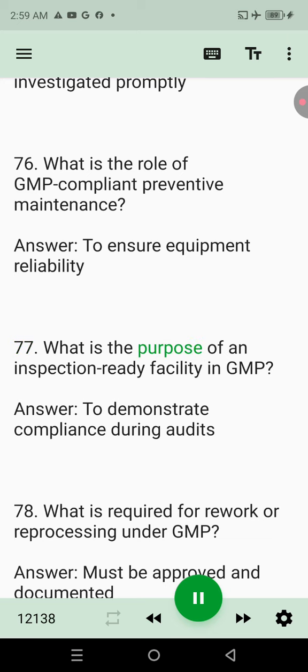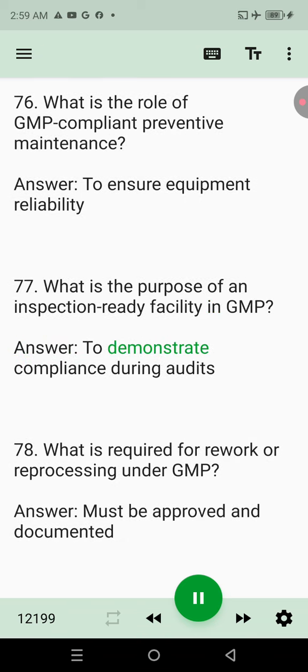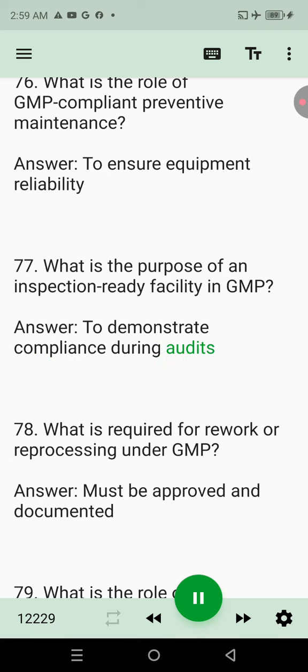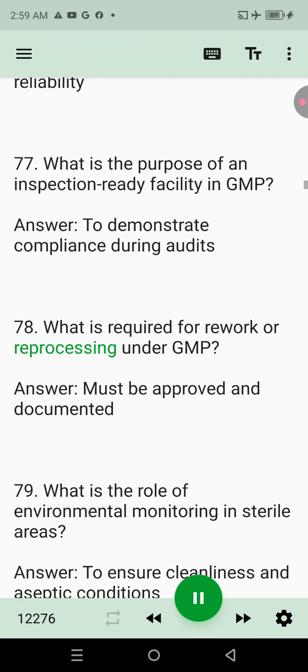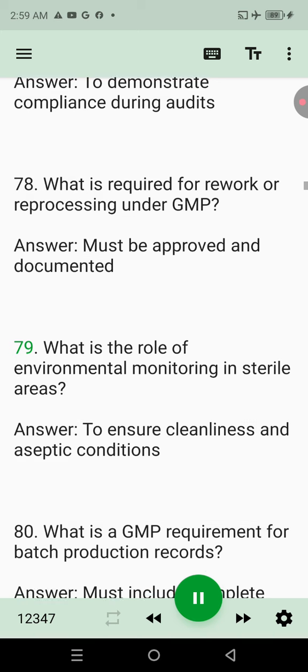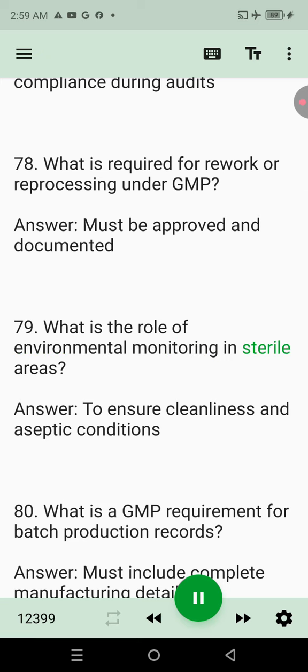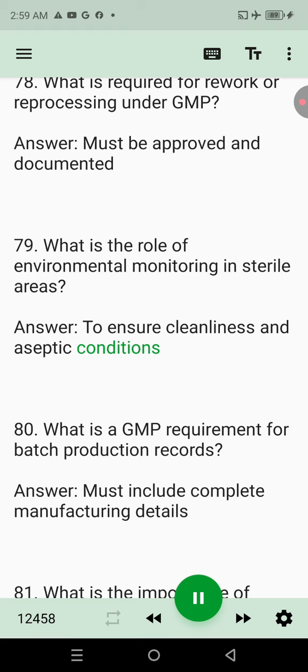77. What is the purpose of an inspection-ready facility in GMP? Answer: To demonstrate compliance during audits. 78. What is required for rework or reprocessing under GMP? Answer: Must be approved and documented. 79. What is the role of environmental monitoring in sterile areas? Answer: To ensure cleanliness and aseptic conditions.